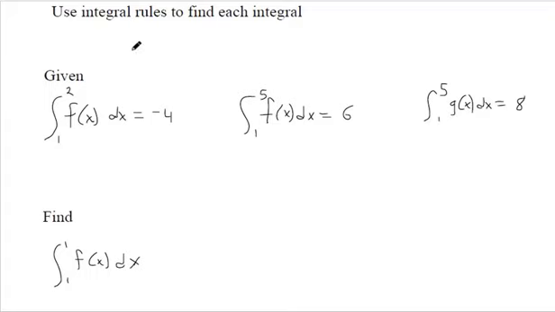Okay, so we're going to demonstrate some of the rules of integrals. And they've given us these facts. We don't know what f of x is, and we don't know what g of x is, but they told us the integral from 1 to 2 of f of x is equal to negative 4. The integral from 1 to 5 of f of x is equal to 6.